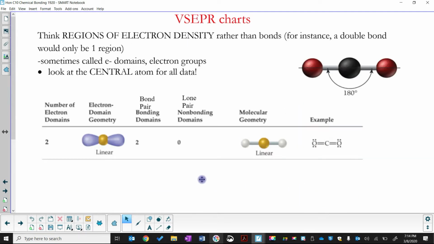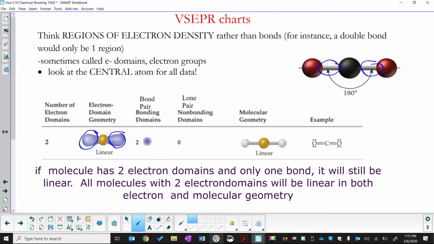When we're talking about electron domains, we're talking about areas of electron. So it doesn't matter if it's a single bond or a double bond. Any group of electrons is a region or an electron domain. We're going to be looking at the center atom. So starting with two electron domains, we have a center atom, and there are two areas of electron around that center, and these represent those electrons.